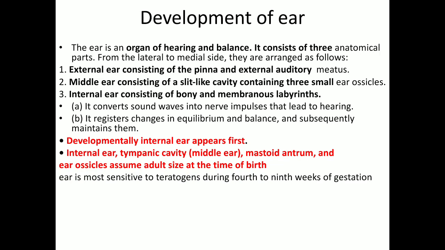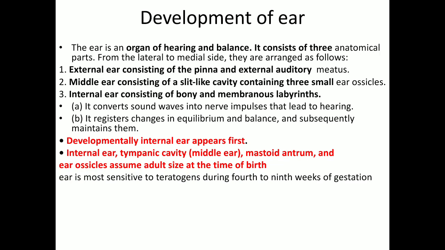This is a very important point: these structures, first the tympanic cavity or the middle ear cavity, inner ear, mastoid antrum and the ear ossicles, assume the adult size at the time of birth. So they do not grow, and the size in the adult and newborn will be the same. And the first to develop is the internal ear.